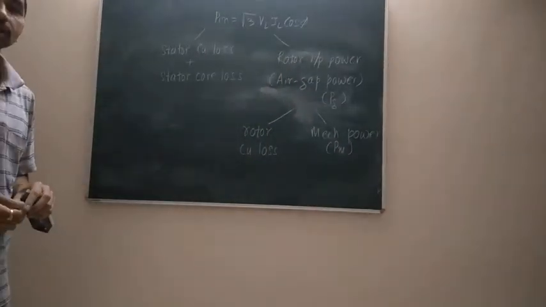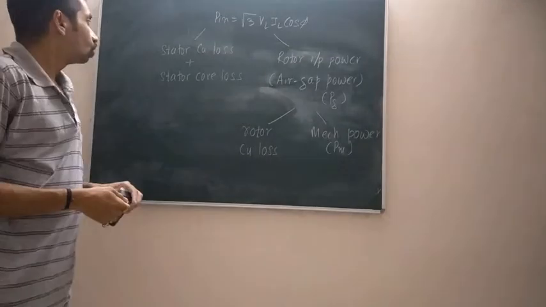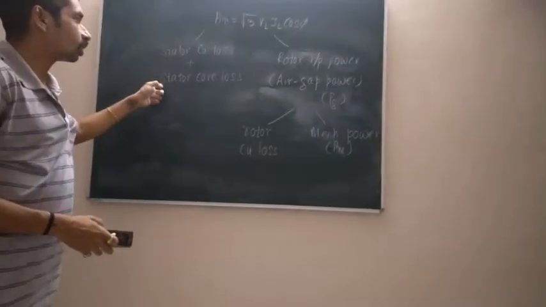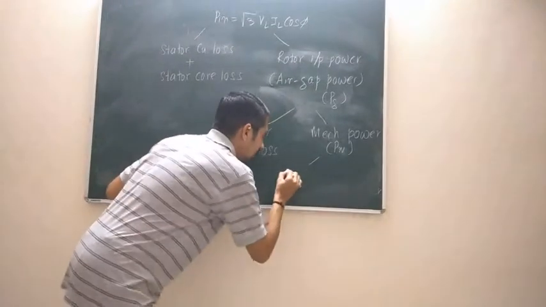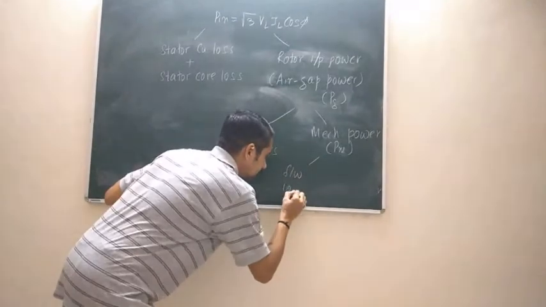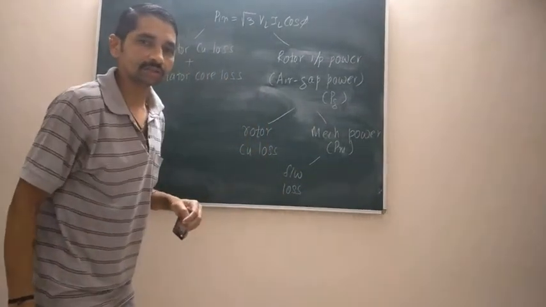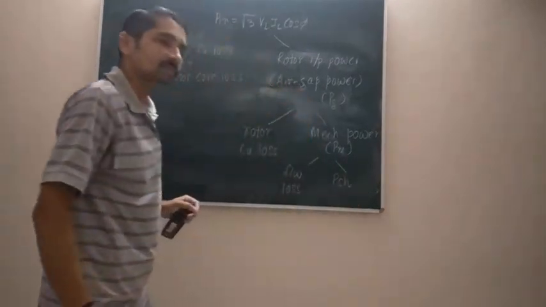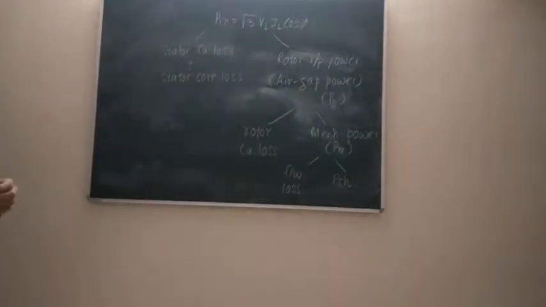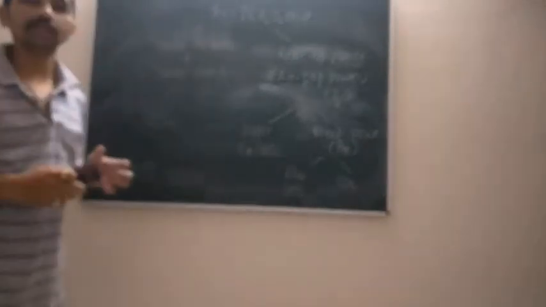So out of the three losses, two losses we have considered, that is the stator loss and the rotor copper loss. From this mechanical power, if I subtract my friction windage loss, then whatever I will have in my hand is called the shaft power or the output power. So this entire sequence in which the power flows through an induction motor, right from input to output, is called the power flow concept in an induction motor.